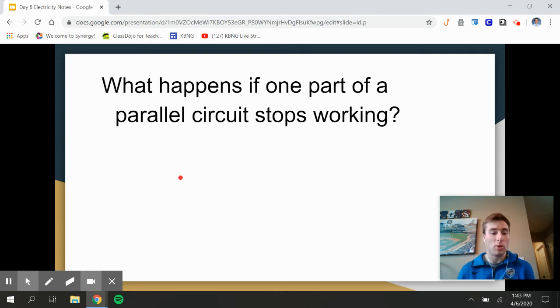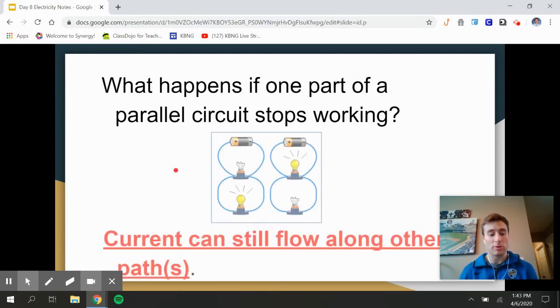All right, so what happens if one stops working? In the case of a series circuit, we were stopping all the electrons from flowing. But in a parallel circuit, if one stops the flow, the other one will continue to work because there's still a separate flow of electrons going to that one. So in a parallel circuit, if one light bulb burns out or breaks, it doesn't stop the whole thing. The current can always flow along one of the other paths.